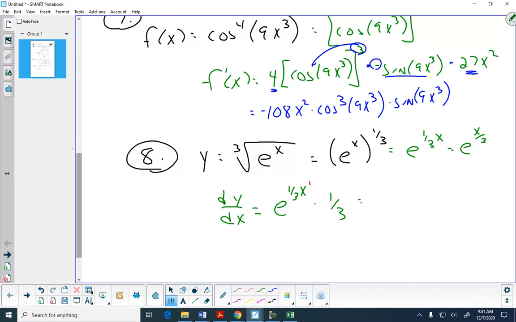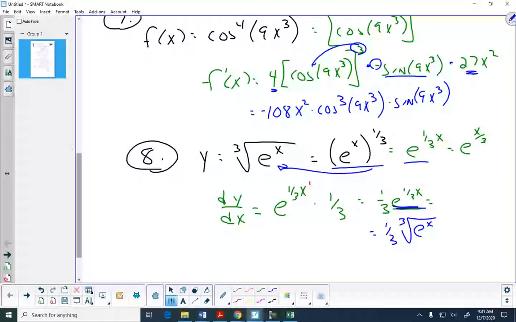So our solution is 1/3 e to the 1/3 x, or putting this back into a radical form, putting the process back into reverse, this value right here, e to the 1/3 x, takes us back into the cube root of e to the x. So we have 1/3 cube root of e to the x power.